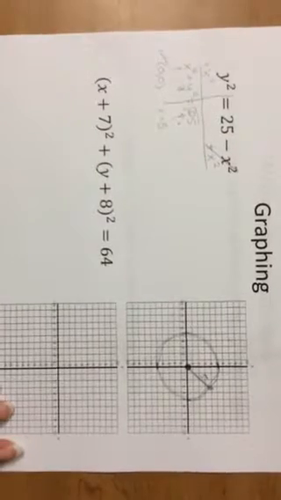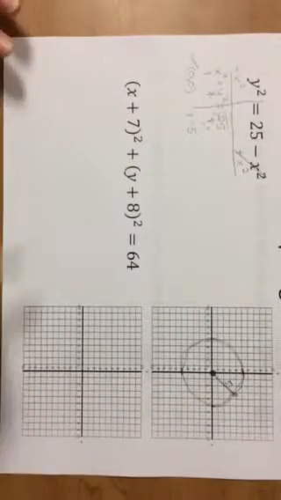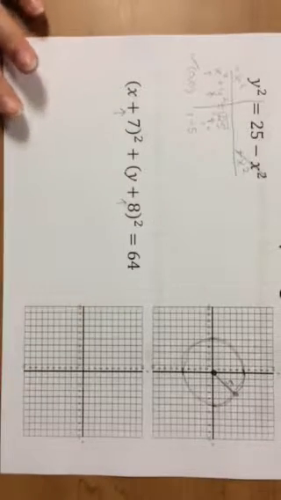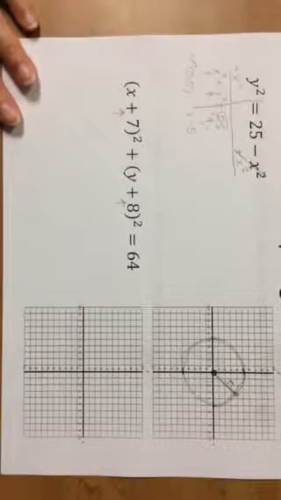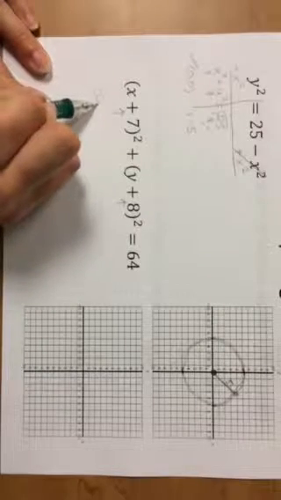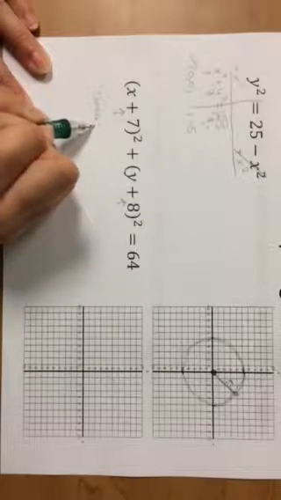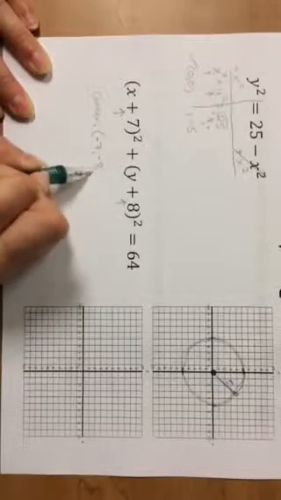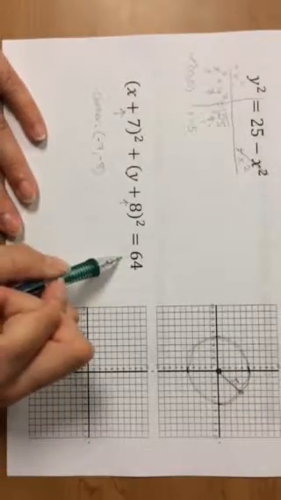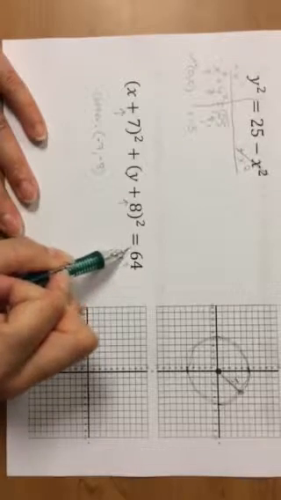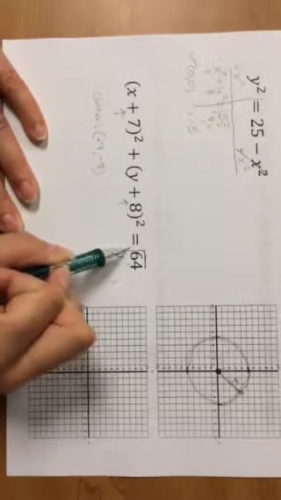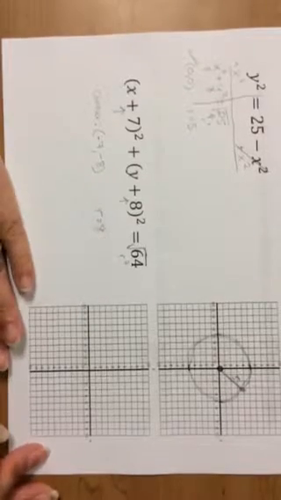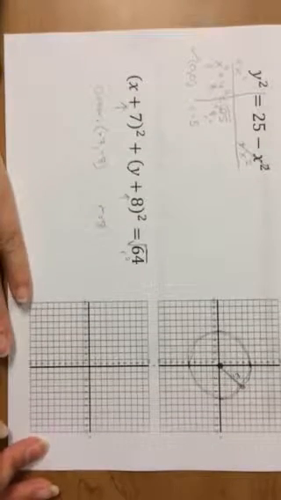All right, when we look at this second example here, remember, we can see he is not centered at 0, 0. This is going to tell me my center. Remember, it's opposite signs, and so it's going to be centered at -7, -8. Again, remember, this is your radius squared, so to take it out of the equation, I'm going to have to take the square root. So my radius is going to be 8 units in either direction of the center.